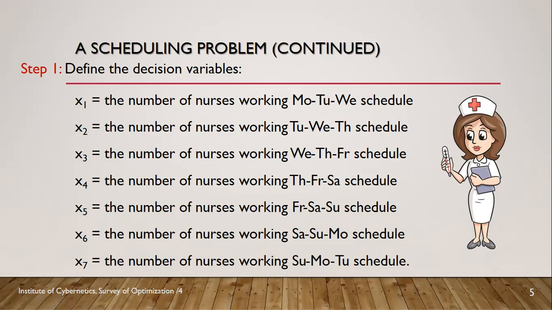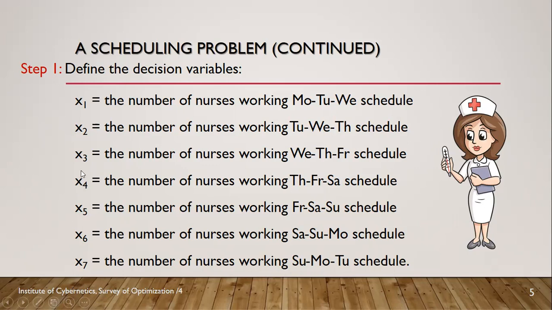Therefore their shift would cover Tuesday, Wednesday, and Thursday. X sub 3 will reflect the number of nurses who start their shift on Wednesday. So therefore, they will work Wednesday, Thursday, Friday, and so on. The same logic we use for X sub 4, X sub 5, X sub 6, X sub 7. So then we do not have an overlap issue.